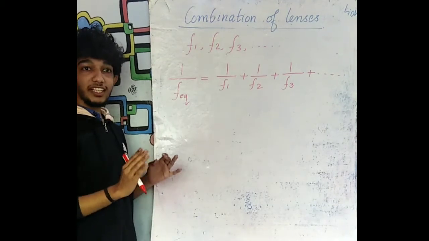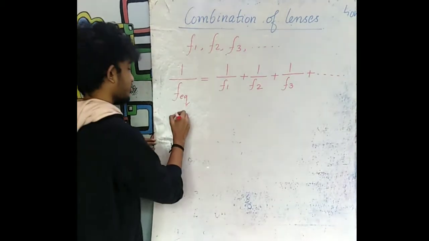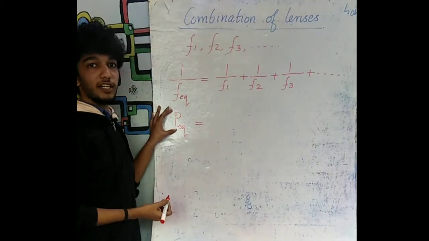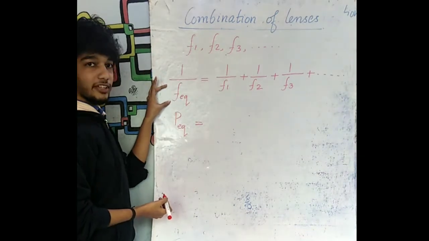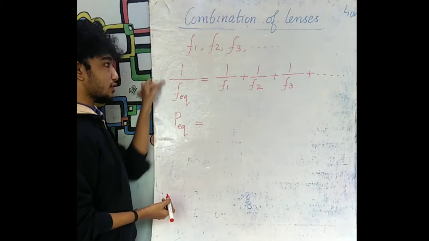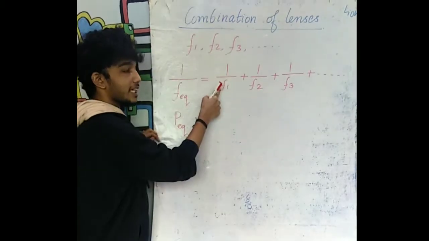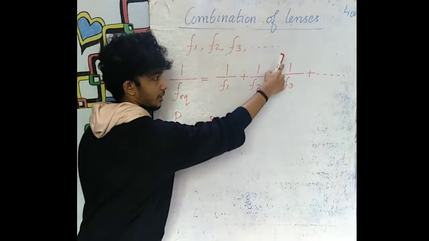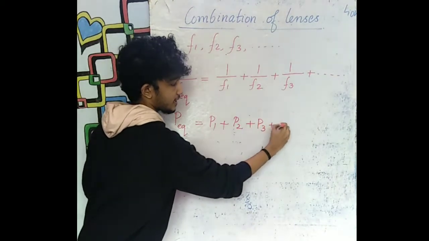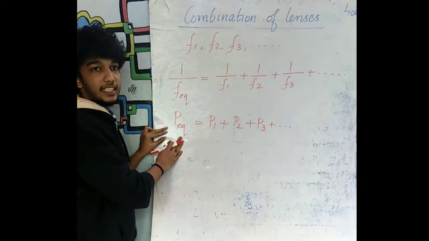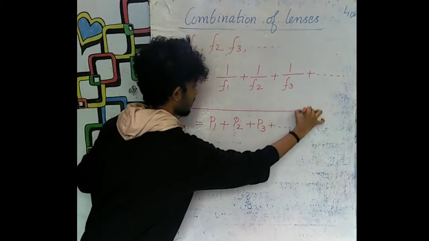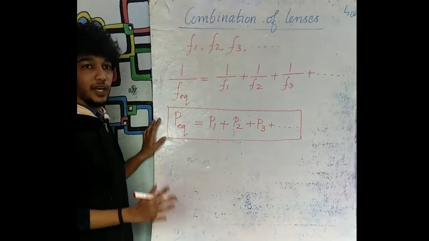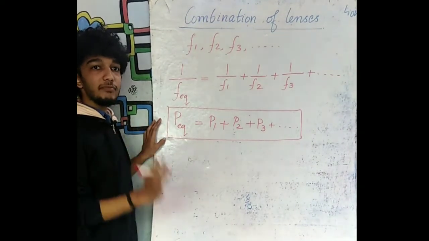Now if you are asked to find the effective power, P equivalent, how can we find? See, P equivalent means what? What is power? 1 by f. So 1 by f equivalent is equal to P equivalent because P is equal to 1 by f. Now here see, 1 by f1, what is that? P1 plus 1 by f2 is P2 plus 1 by f3 is P3, etc. So this implies that power is additive. Power equivalent is given by P1 plus P2 plus P3 plus etc. This is the equation for equivalent power.